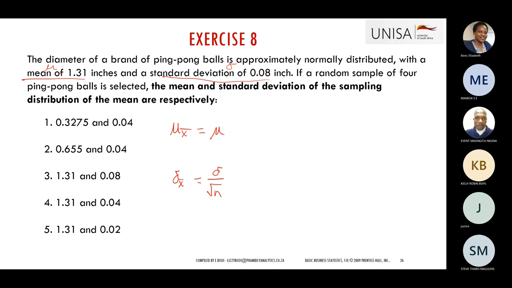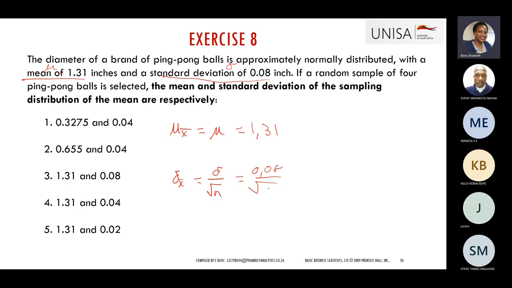Do we have the answers? What is the mean? The mean is 1.3. And what is the standard deviation? We substitute 0.08 divided by the square root of, did they give us n? It's four. A sample of four. Yes, they did. I forgot that n is four. And the answer here is? Because the square root of 4 is 2, 0.08 divided by 2 will give you 0.04. So the answer is option 4.